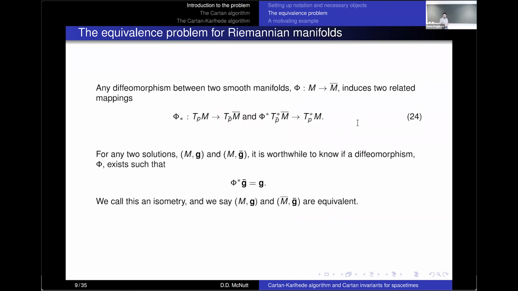So let's give a formal definition for that. The equivalence problem for Riemannian manifolds, or Lorentzian manifolds, that is, a Riemannian manifold with a metric of Lorentzian signature, is a diffeomorphism between the manifolds themselves, so that we have the usual push forward and pull back acting on the tangent space and cotangent space respectively. And for any two solutions, we can take the pullback and we can take the metric on the barred manifold and bring it back to the original manifold. And we'll call this an isometry. And we would say that M, g and M bar, g bar are equivalent or isometric. That's a very nice definition. The practicalities of showing this can be very difficult.